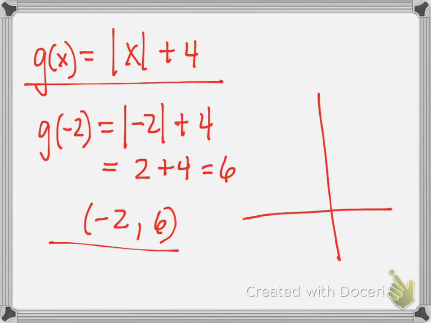So the main graph goes like this. It's a graph that's shifted up 4, and then it opens up. Well, negative 2, 6 would be a point on that graph.